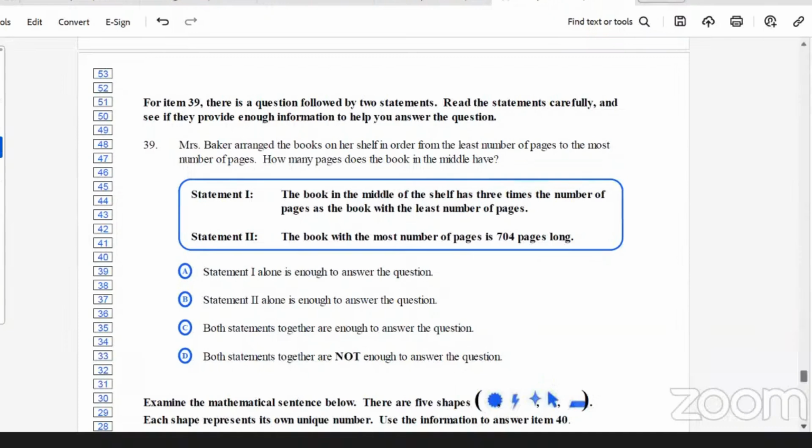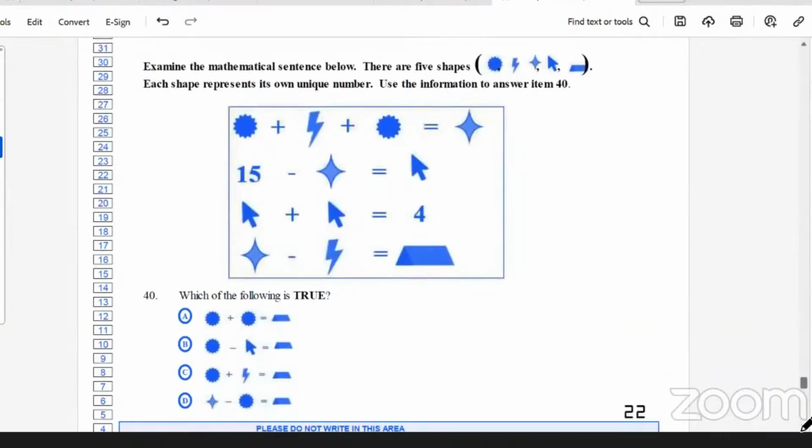So using these two statements, we don't know how many pages the book with the least number of pages has. So I would say that both statements together are not enough to answer the question. There's still some information missing that we would need to determine how many pages the book in the middle has. Okay, so we don't have information to be. We are now at the end of the paper.